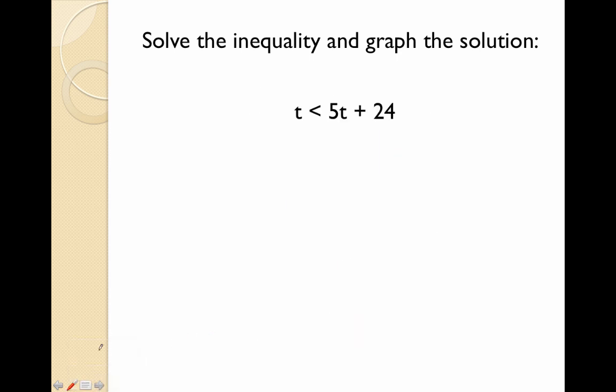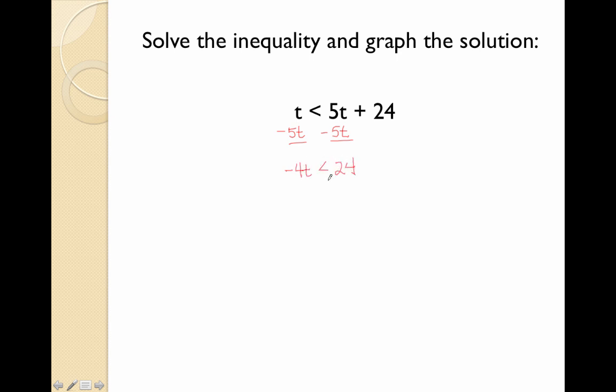Okay, so here I've got only 2 terms, and I've got 1 term on the left, so it's pretty natural to go ahead and isolate by moving this 5t over to the other side, which of course is going to mean that I end up with a negative variable.